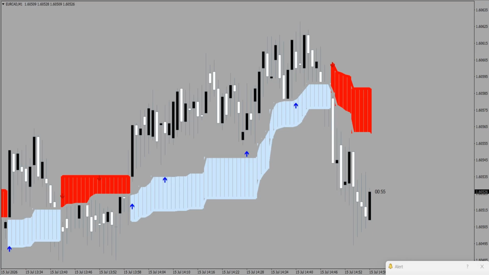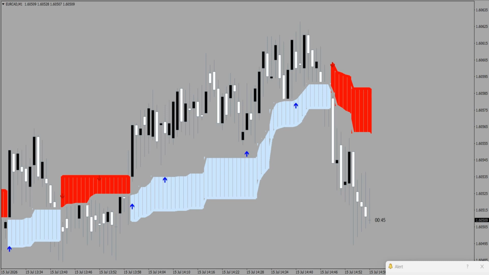Okay, so here's what you're seeing on the chart. This indicator draws a trend channel. Sometimes it turns white, and sometimes it turns red. And along with the channel, it generates arrow signals, blue arrows and red arrows. Now here's the golden rule of this strategy. And please don't skip this part, because this is where most people get it wrong.